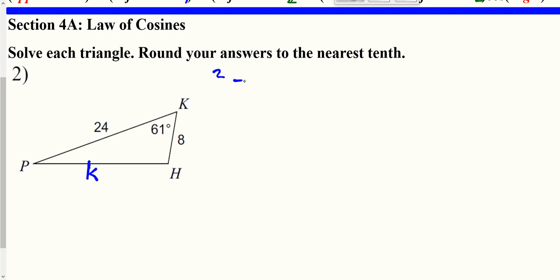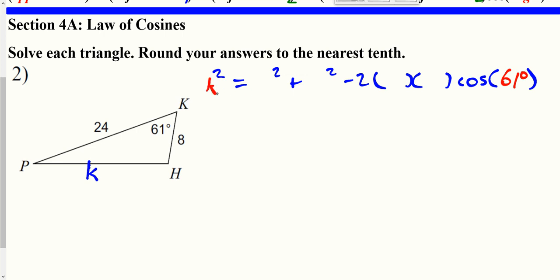With law of cosines, you have a side squared equaling a side squared plus the other side squared minus 2 times your side times cosine of whatever angle you're dealing with. So if you know your angle, which is 61 degrees, the side opposite goes on the opposite side of the equal sign. Then your adjacent sides go here, and then your other adjacent side, 24, goes here.